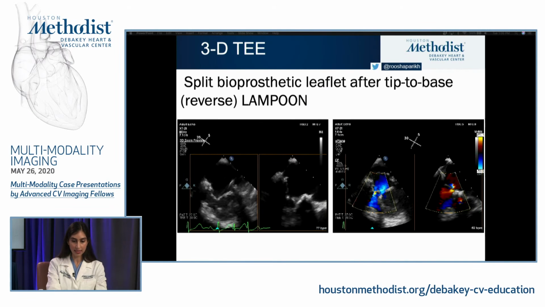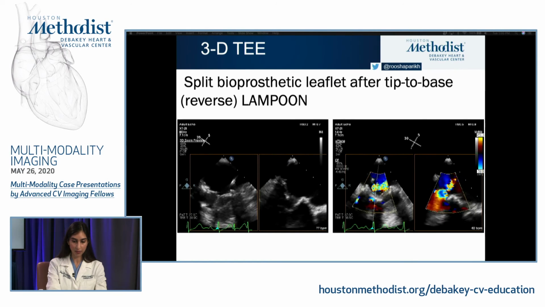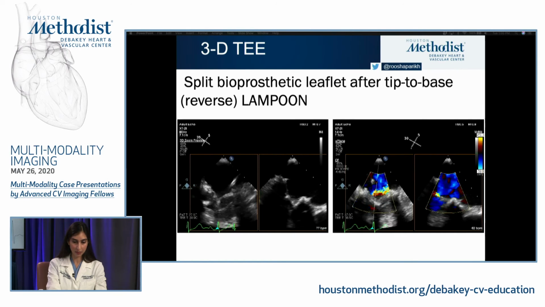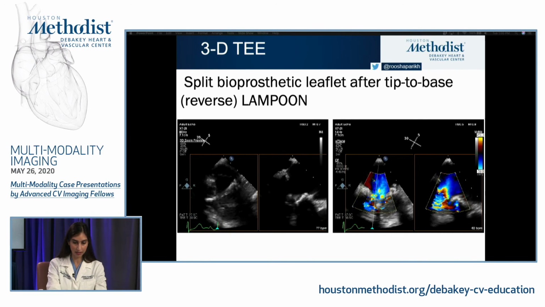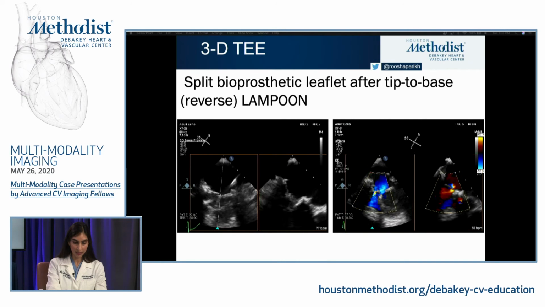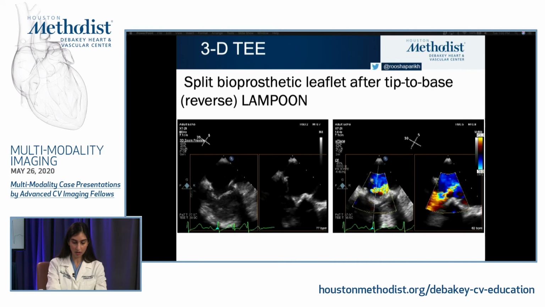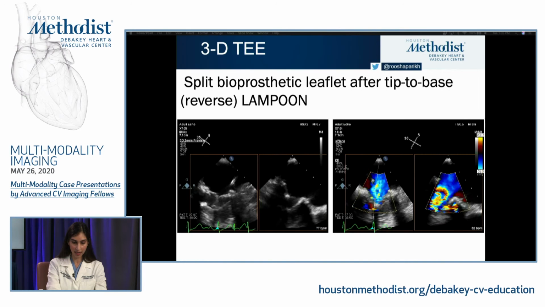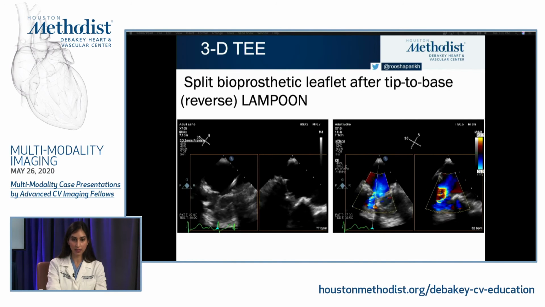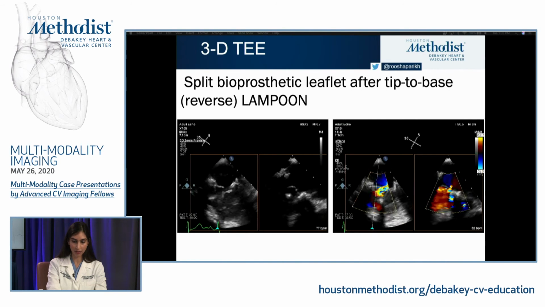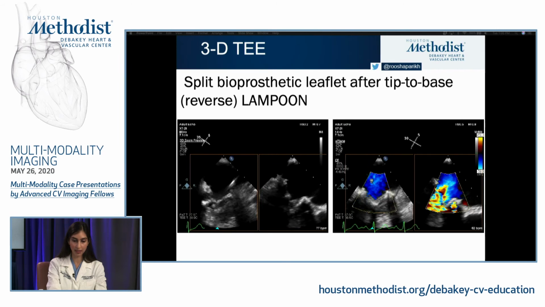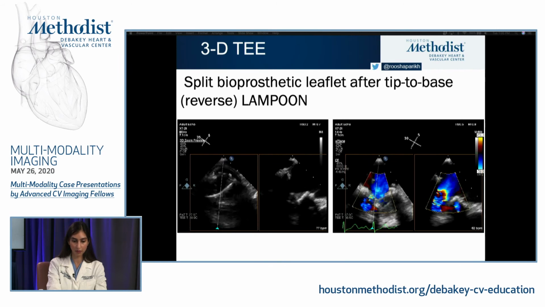So here we see X-plane images of the bioprosthetic valve leaflet that's been split, causing a flail appearance. On the left side, we have the 2D images, and on the right side, we have color added. We can now see severe iatrogenic mitral regurgitation, again confirming that the intentional laceration was performed.